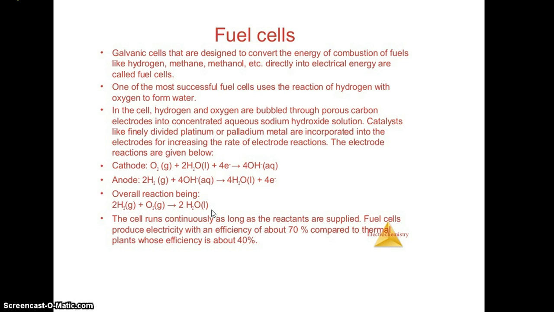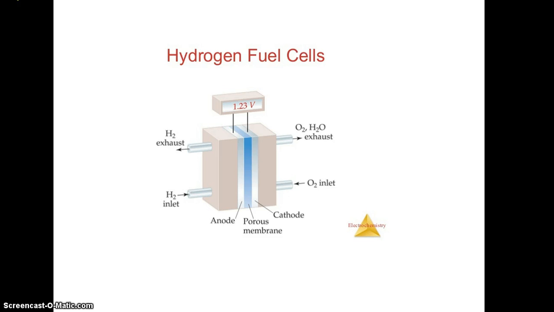This cell is used for producing electricity and has an efficiency of 70% compared to thermal electric power stations, whose efficiency is about 40%. It is also fuel conservative and energy conservative, and it does not cause any kind of pollution to the environment. It's a very important cell, the hydrogen oxygen fuel cell. There is an inlet for the hydrogen gas to come in and an outlet for the oxygen gas to go out. The potential difference here is 1.23 volt.